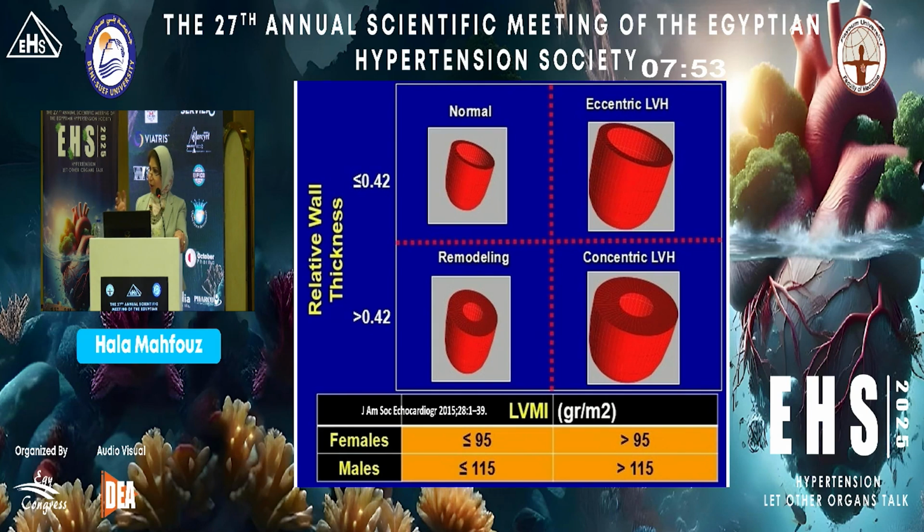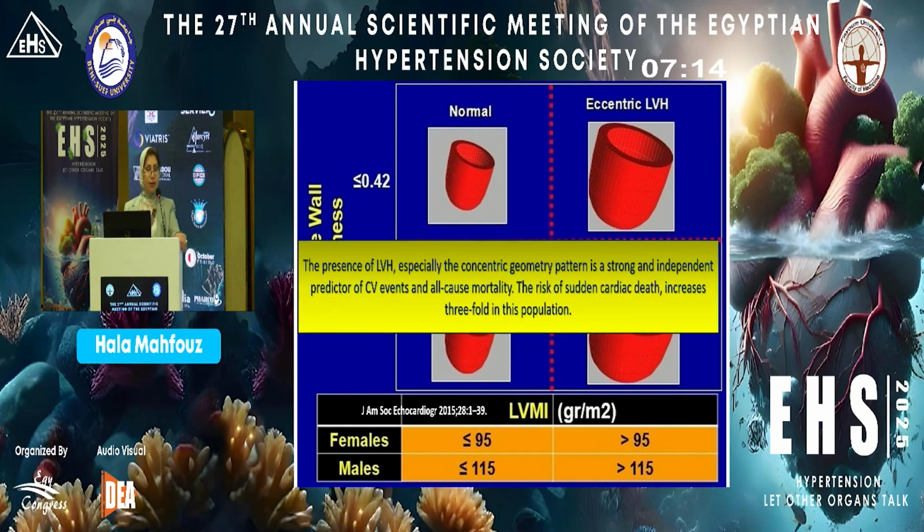According to the two entities, the relative wall thickness and the mass index, we categorize the left ventricular geometry into normal relative wall thickness and normal mass; eccentric LVH with elevated mass and normal relative wall thickness; remodeling if there is increase in relative wall thickness and normal mass; and finally concentric LVH, which is the most critical and serious entity or phenotype, where there is both elevated LV mass index and relative wall thickness.